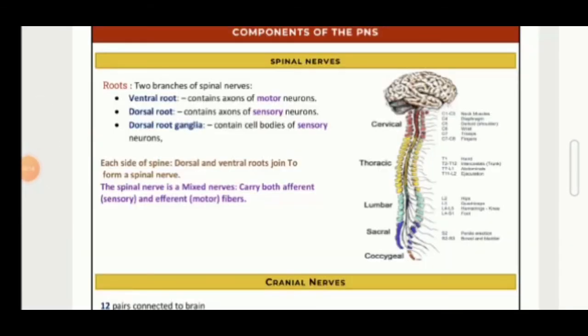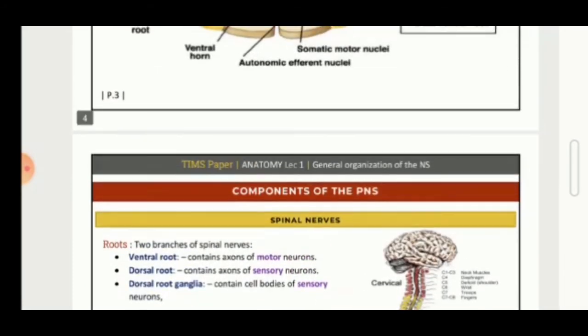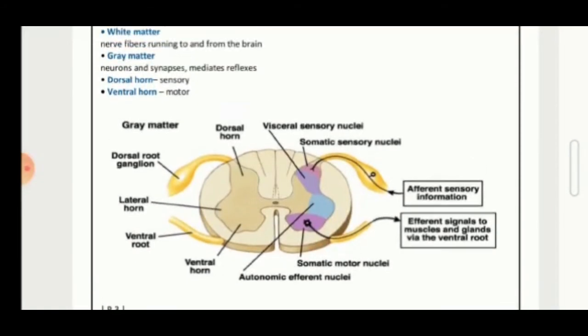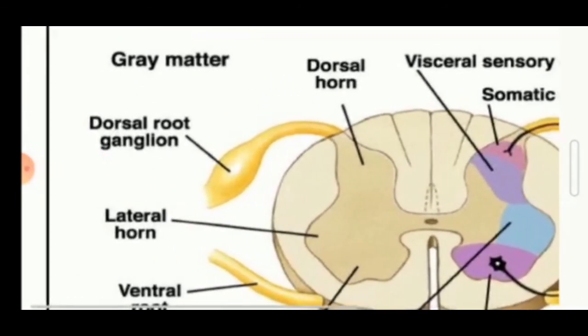So a spinal nerve is actually made up of a ventral root that has met a dorsal root. Ventral contains axons of motor. Dorsal contains the axons of sensory. The dorsal root consists of cell bodies of the sensory neurons, so forming a ganglion, like a sac, which is known as a dorsal root ganglion.